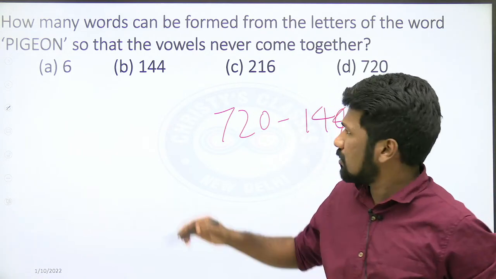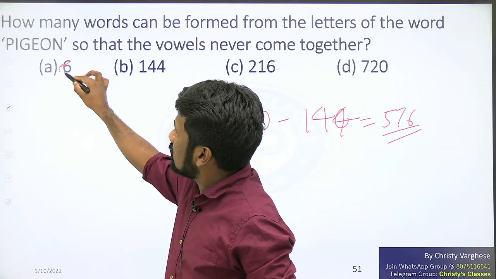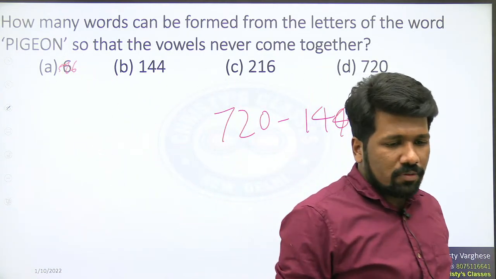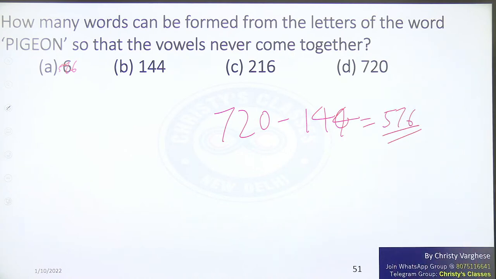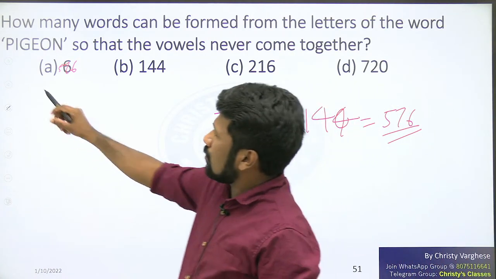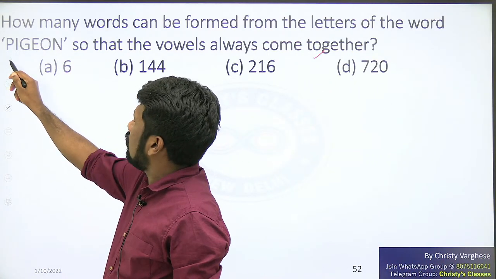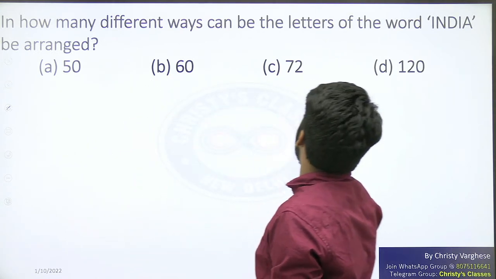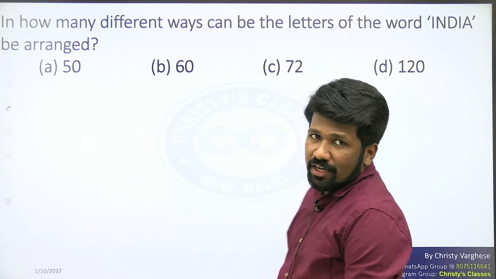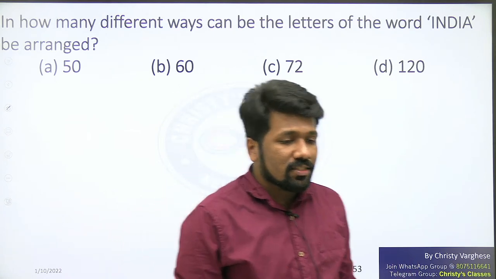In these four options, it is not there. 576 will be the answer. Hope this much is clear to all of you, the concept of anagrams. Now the concept of anagram, the last thing you should know is when words are repeated, when letters are repeated.